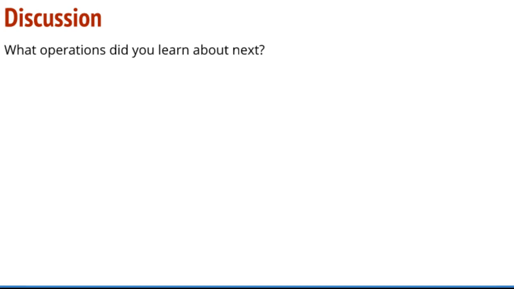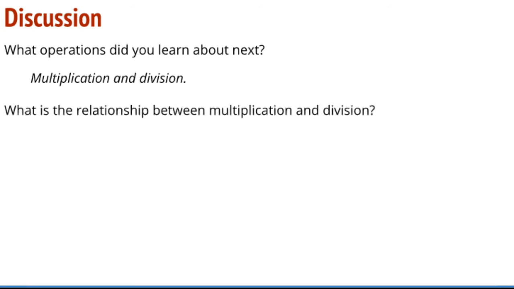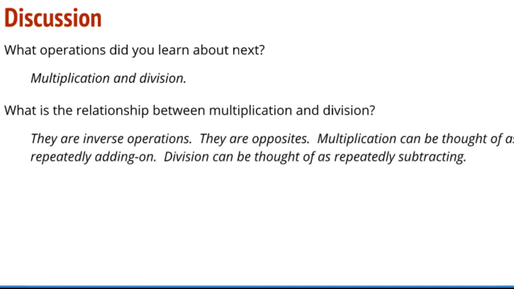So after addition and subtraction, what operations did you learn about next? This probably started in maybe late second grade, third grade, fourth grade. Learned about multiplication and division. And what is the relationship between multiplication and division? Well, your brain should scream at you, hey, they're inverse operations, they're opposites.